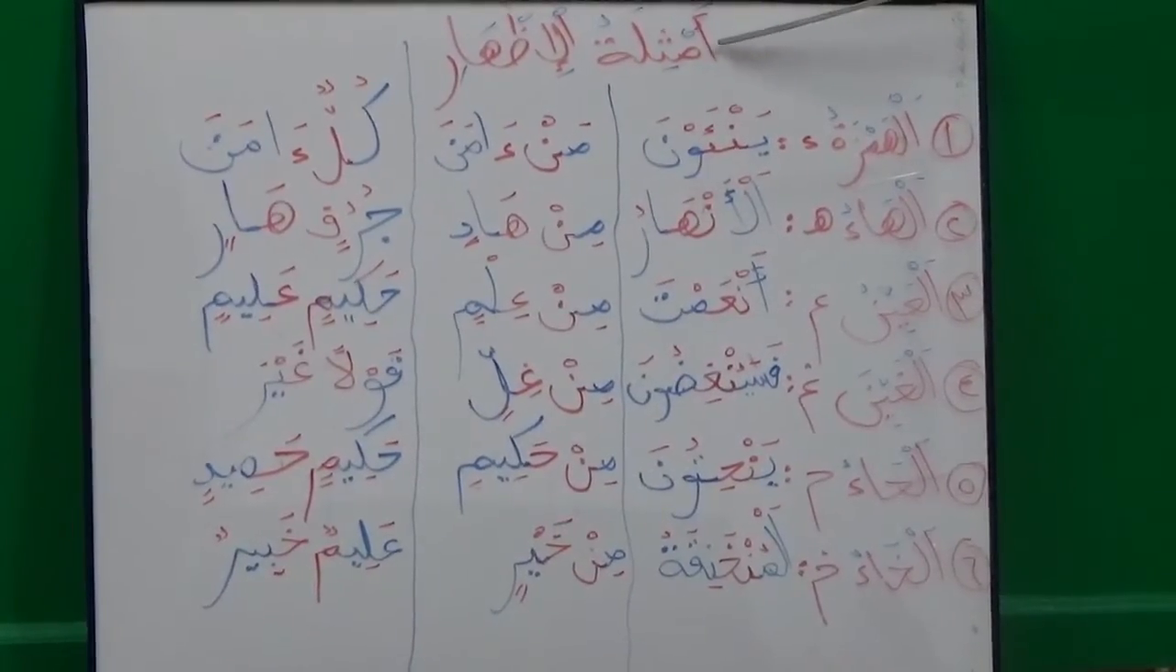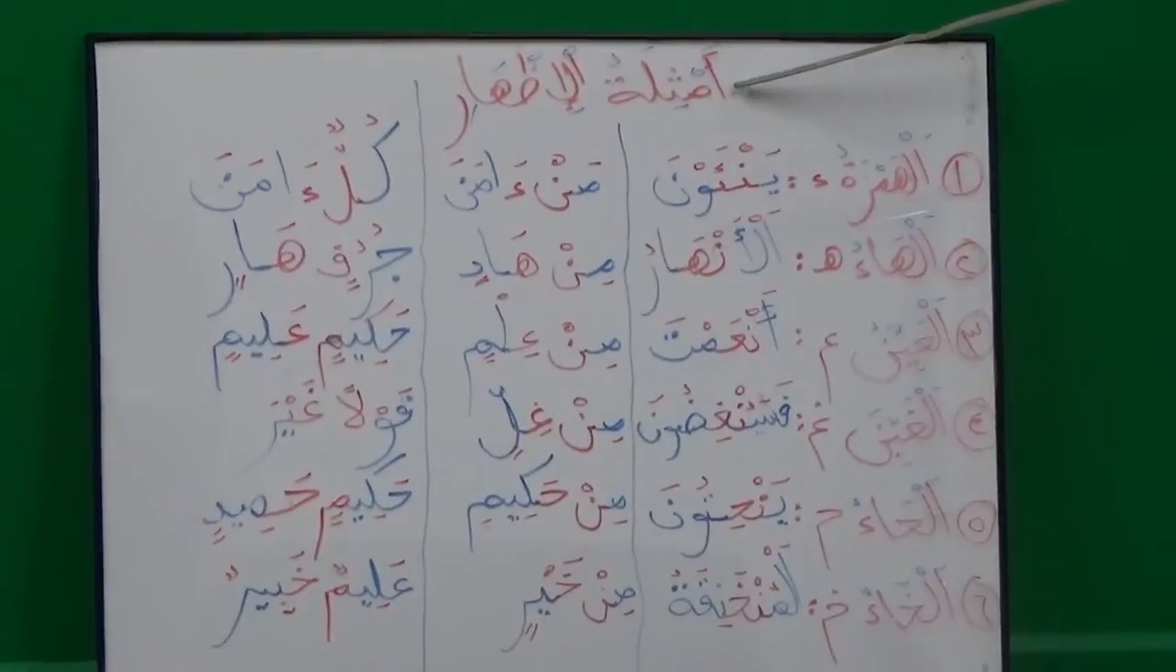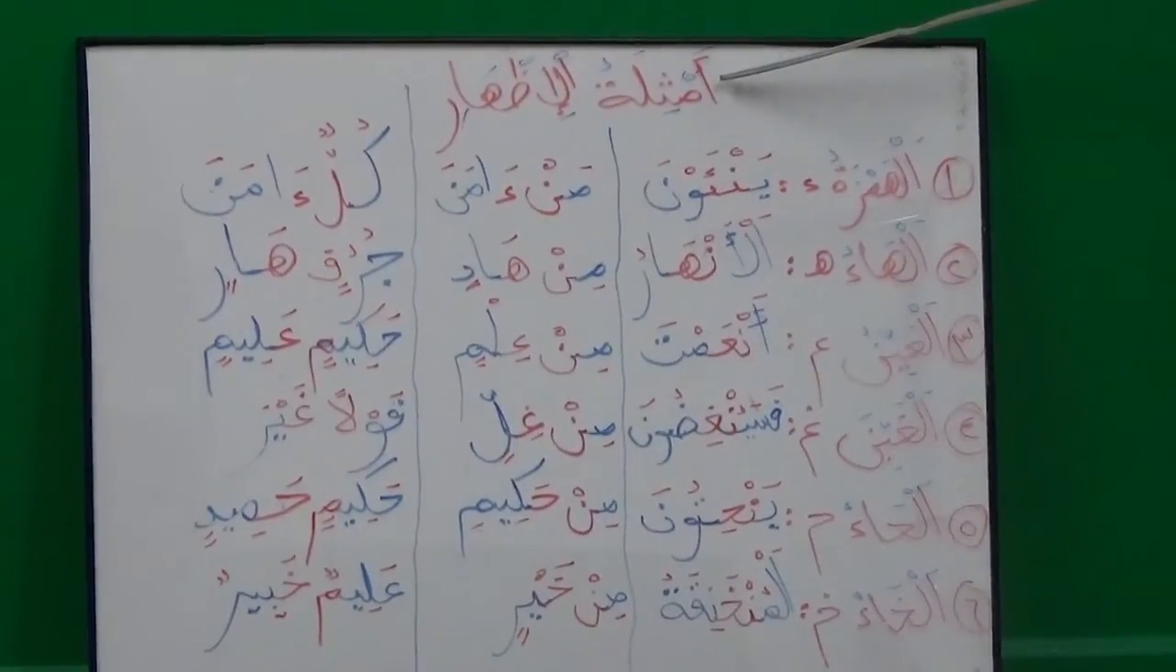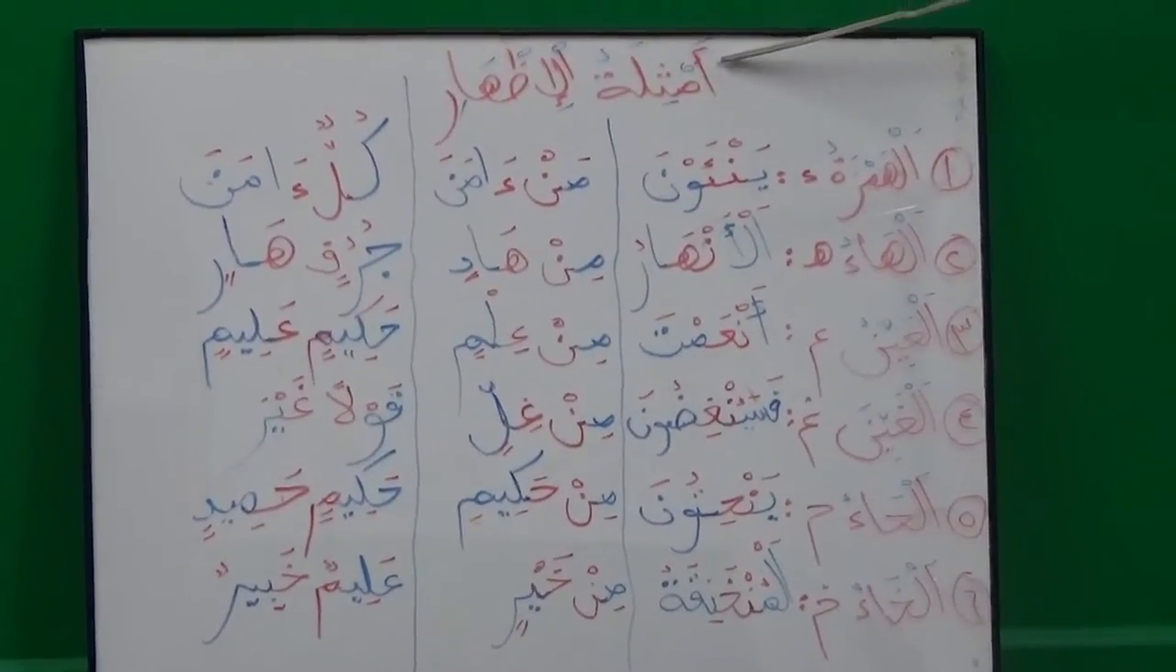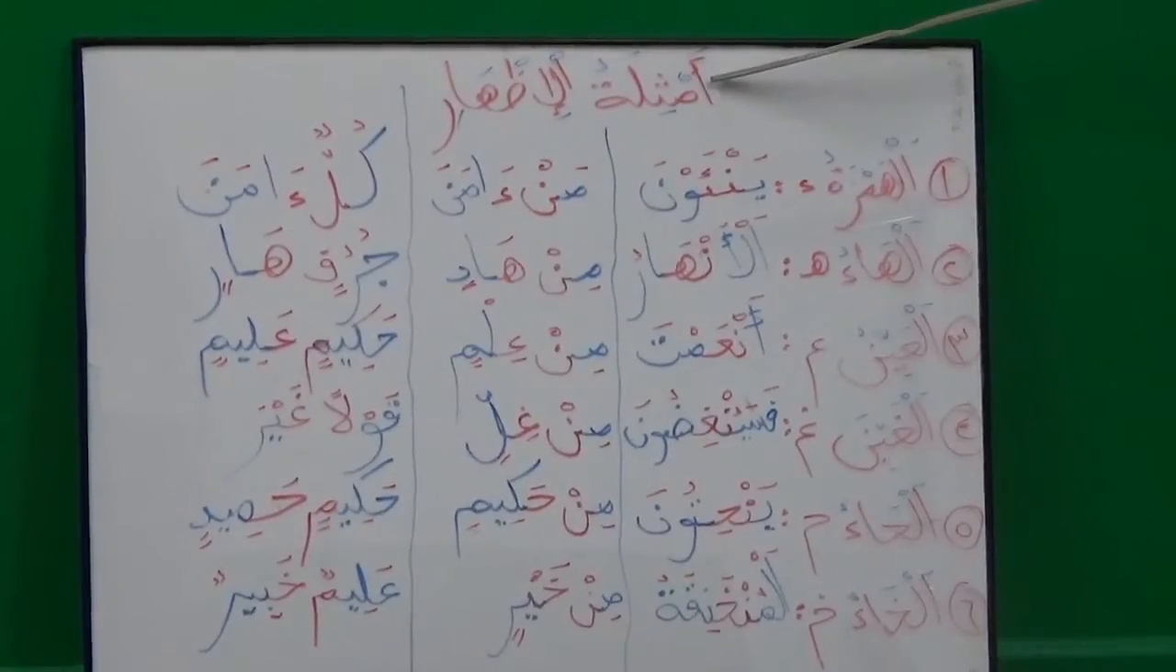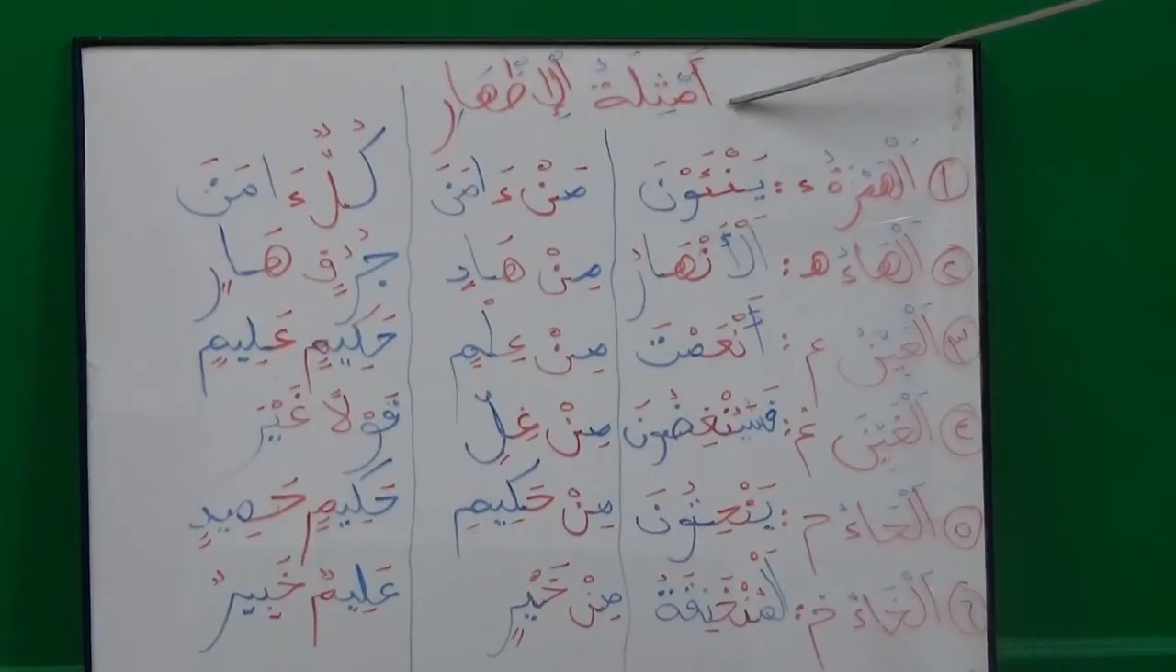Jam' al-mu'annath as-salim in Arabic has what? An alif and a ta. Inna al-muslimina wal-muslimat. Do we have alif and ta here? No. So jam' al-mudhakkar as-salim has a waw and noon, or a ya and noon. Do we have that here? No. Excellent, right? So these are examples of al-idhar.